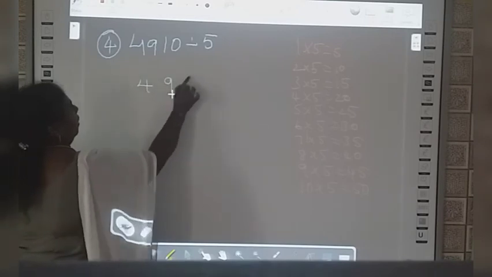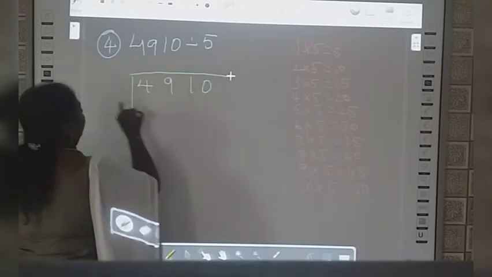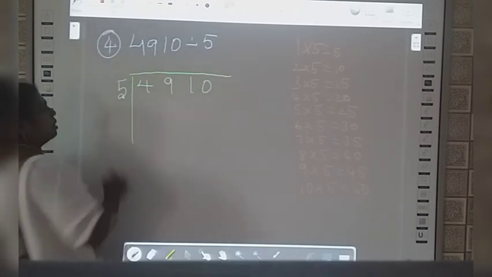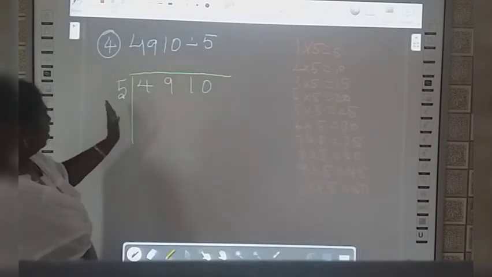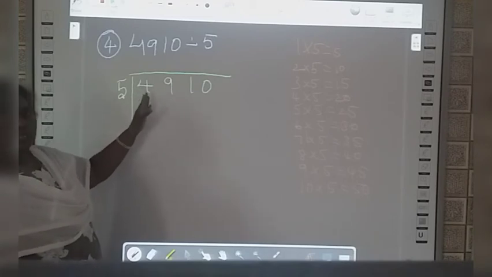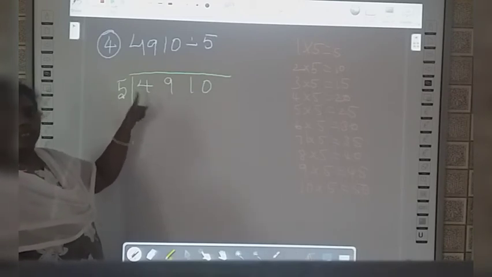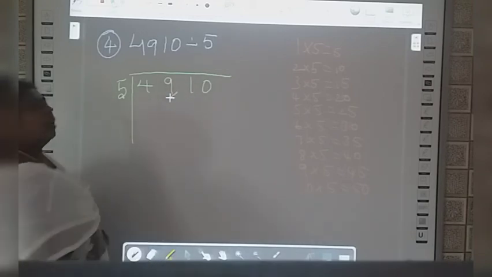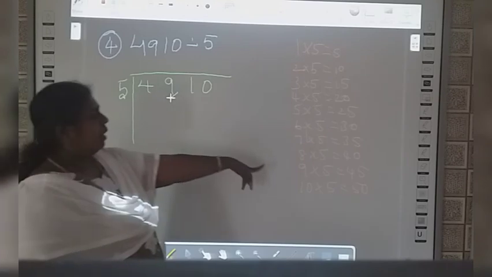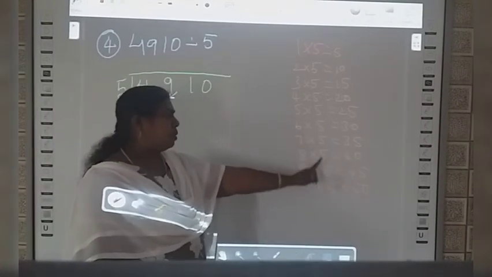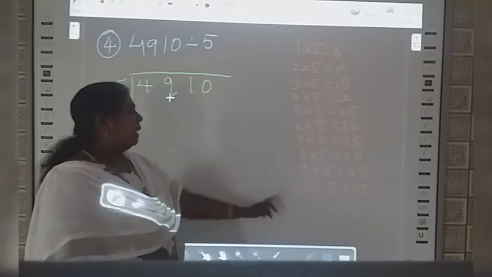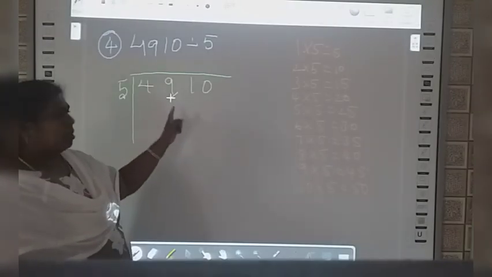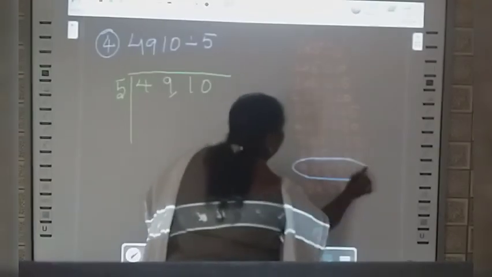Okay. Set the number 4910 divided by 5. So now you are going to use the fifth table, right? Yes. The first number we cannot take. That is the lowest value, isn't it? If we compare the divisor and dividend, the dividend is smaller. So we have to take the next number also. That means 49. So in the fifth table, how many times? 7 times is 35, 8 times 40, 9 times 5 are 45, 10 times 5 are 50. 10 times is not possible. Then how many times? The closest value is 9 times, right?